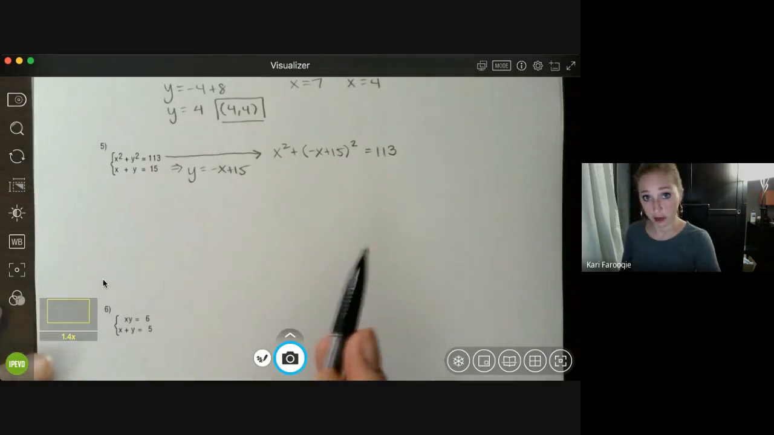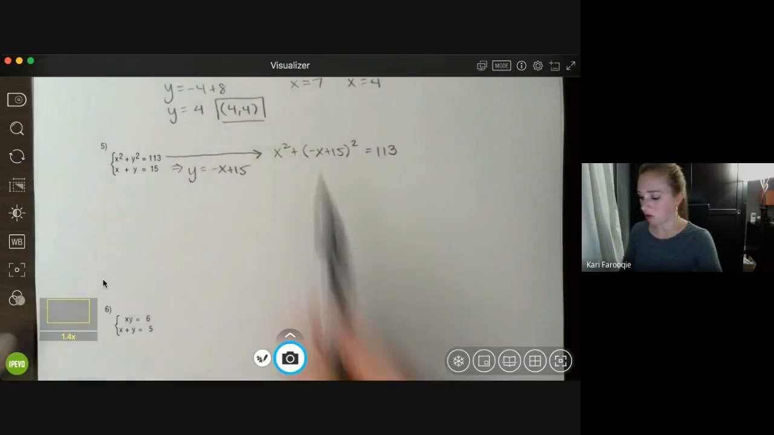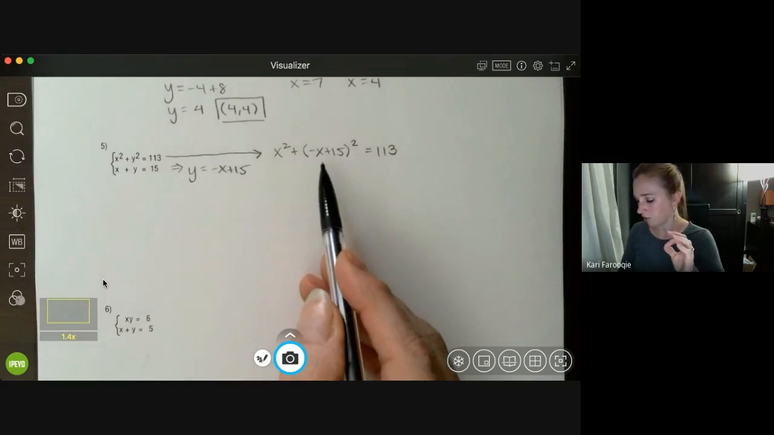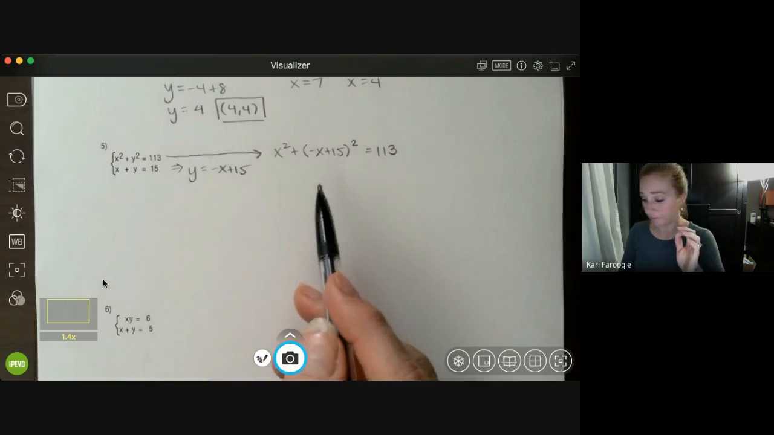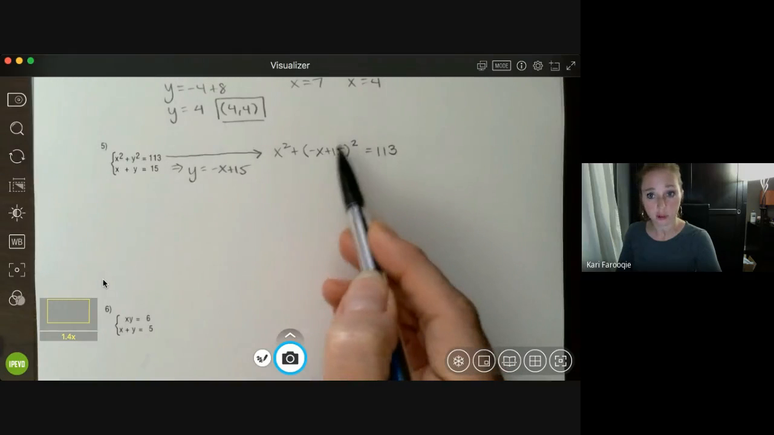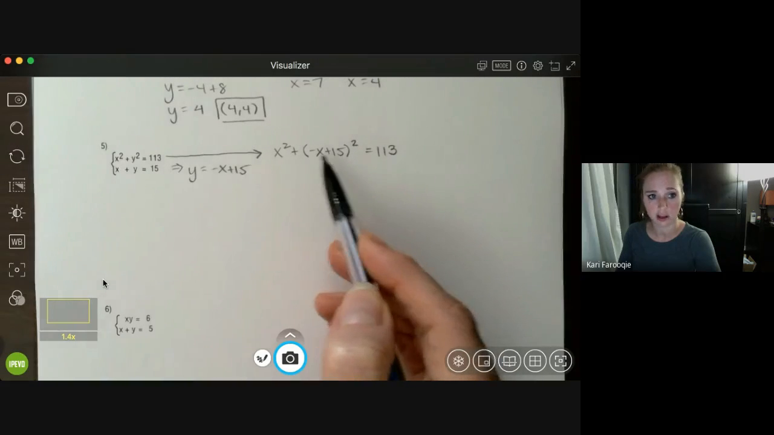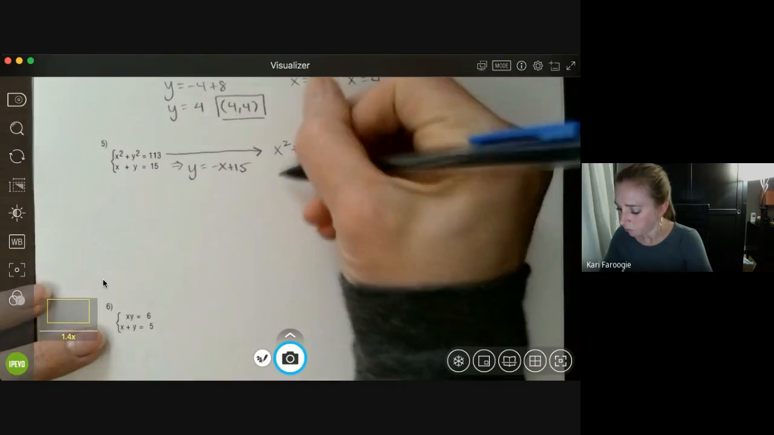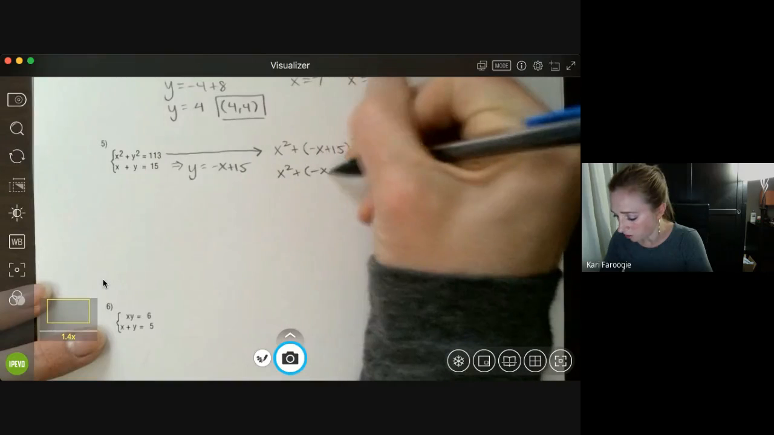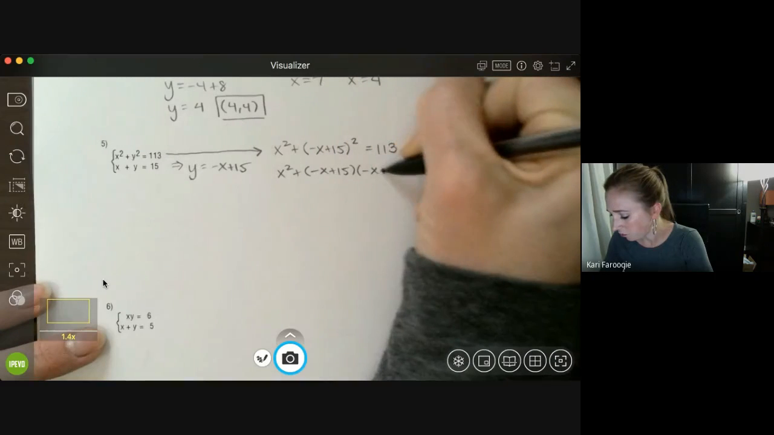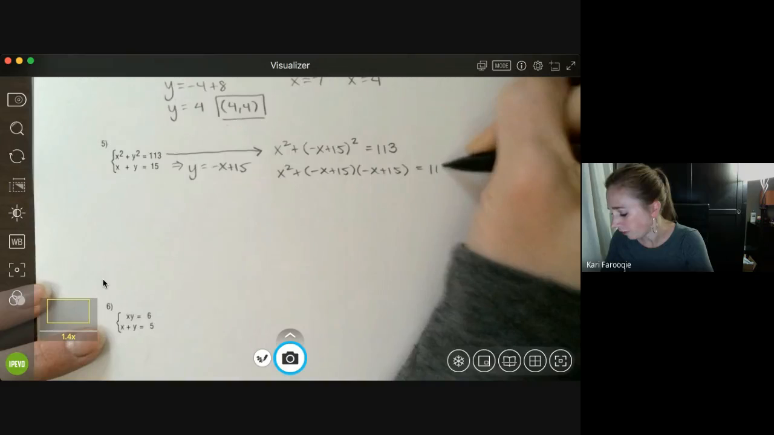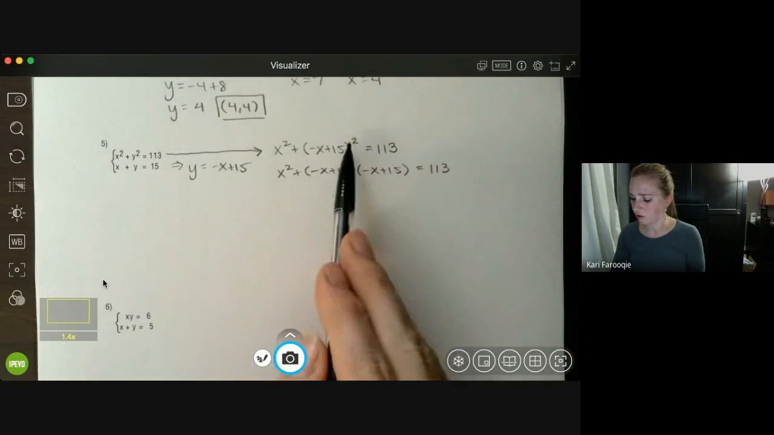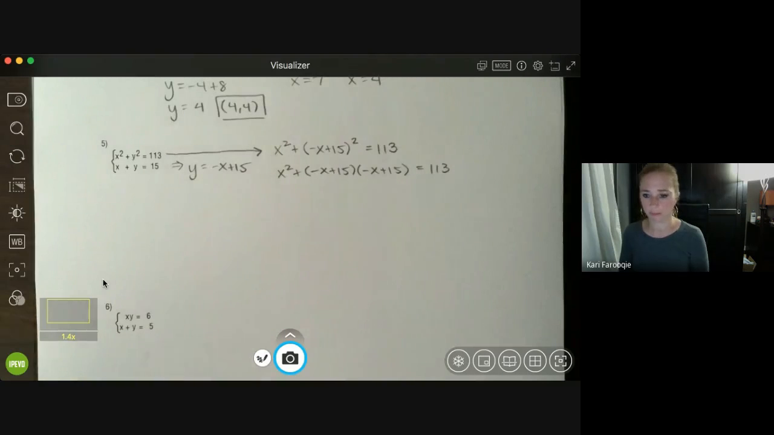Now we're going to simplify. Now remember, when you're taking a binomial, a two-term polynomial, and you're squaring it, you must FOIL it out. You cannot distribute the exponent to both of your terms. This is not x squared plus 225. You'll be missing a linear term there. You must FOIL it out. So I'm going to write this out the long way. It's negative x plus 15 times itself. It's a very common mistake that students distribute the exponent. You can't do that.